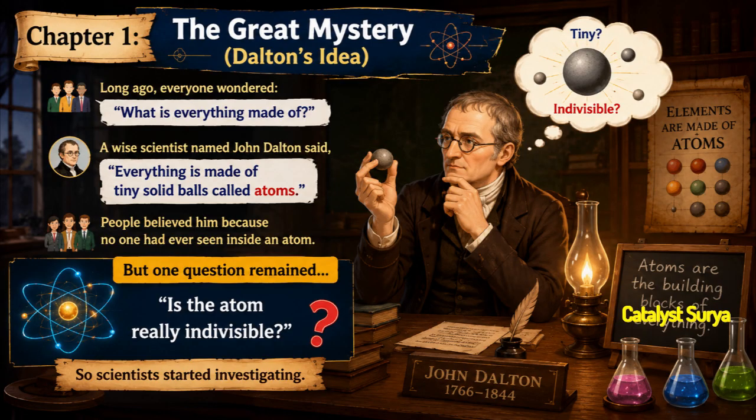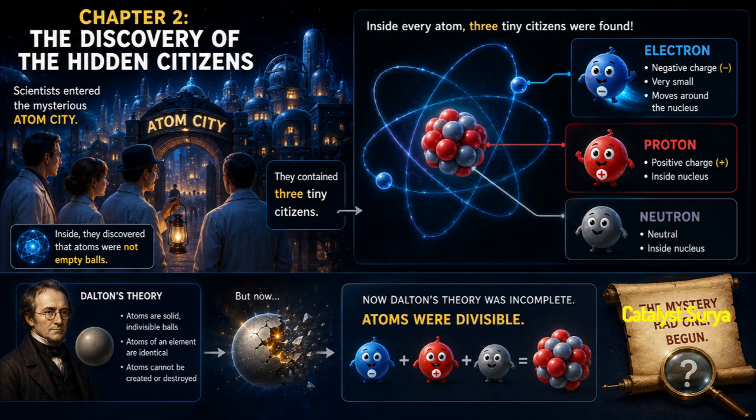So scientists began investigating. They entered the mysterious world of atoms. To their surprise, they discovered that atoms were not solid balls after all. Instead, they contained three tiny particles. The first was the electron, a tiny particle carrying a negative charge. It moves around the center of the atom.